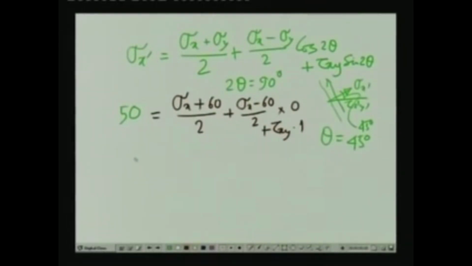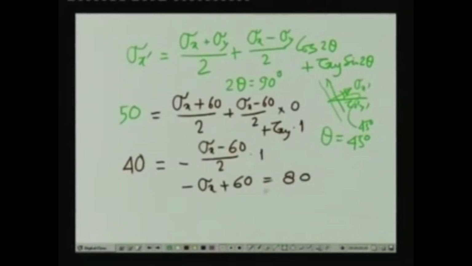Second equation is tau x dashed y dashed, which is equal to 40, is equal to minus sigma x minus sigma y by 2 sin 2 theta, which is 1, plus tau xy cos 2 theta, which is equal to 0. So, from this we get minus sigma x plus 60 is equal to 80, or sigma x is equal to minus 20 MPa.